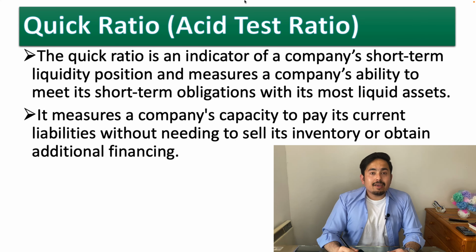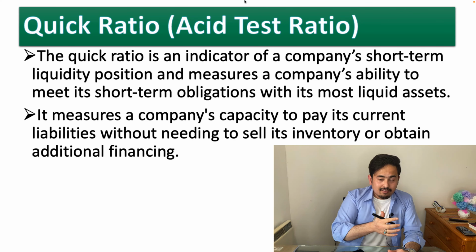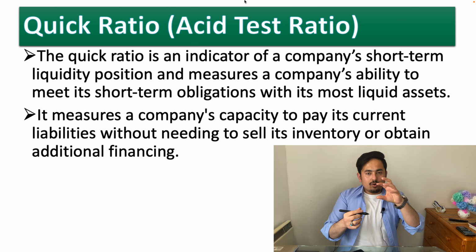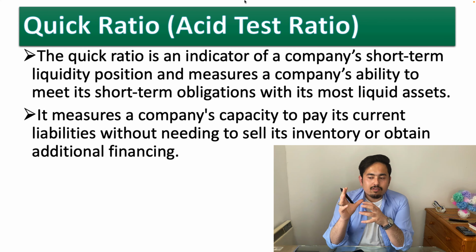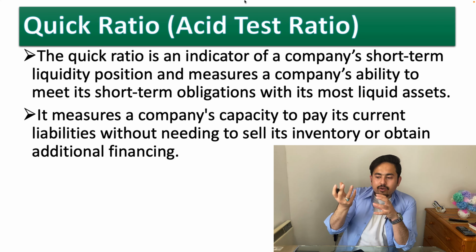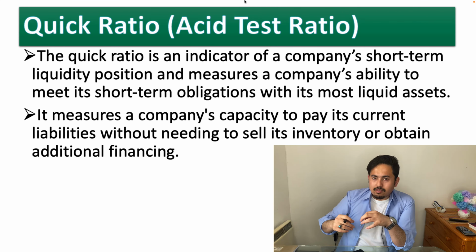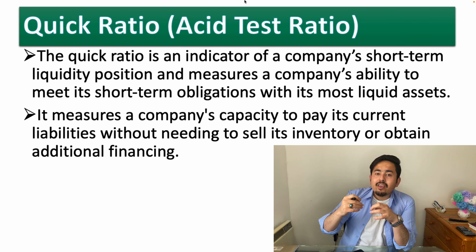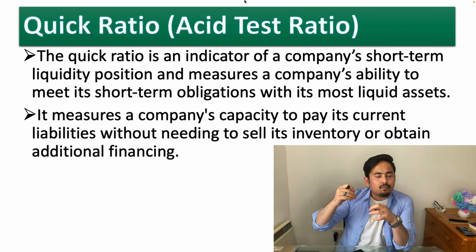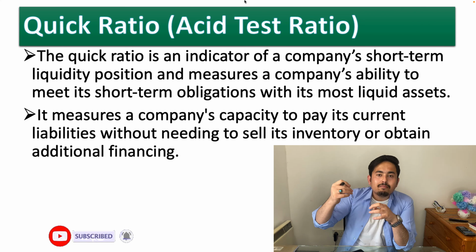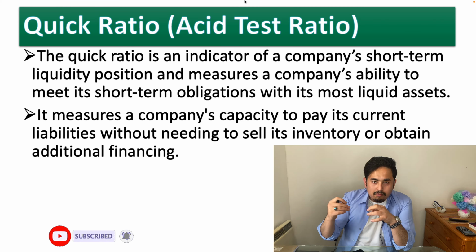It measures a company's capacity to pay its current liabilities without needing to sell inventory or obtain additional financing. So the point is, by the term most liquid assets, we will come to that in detail, but in most liquid assets we will not consider the inventory. Why? There are companies whose inventory may not be convertible to cash very easily due to the nature of it, or due to the situation in micro and macroeconomics or the situation of the market.